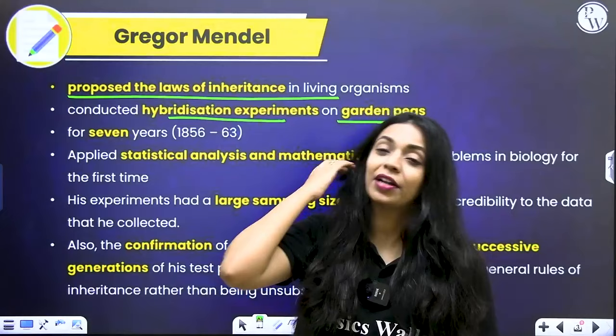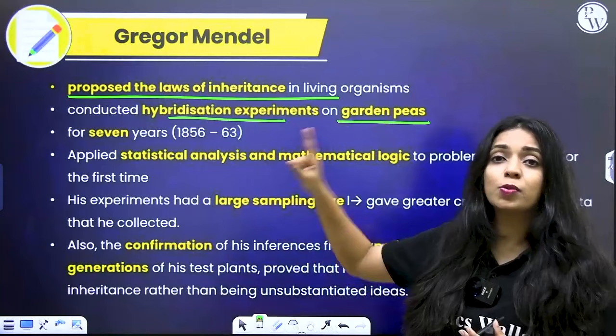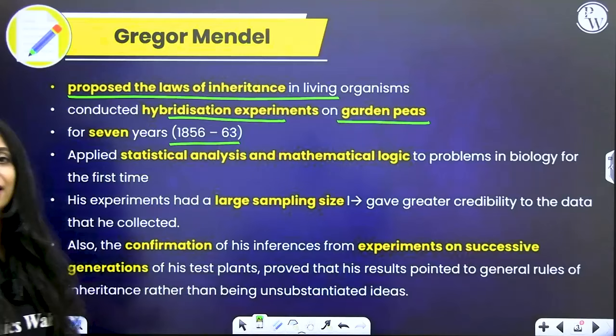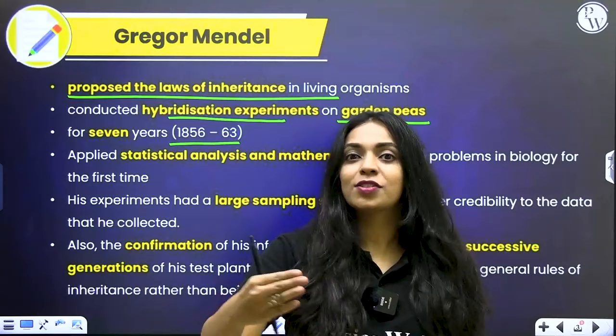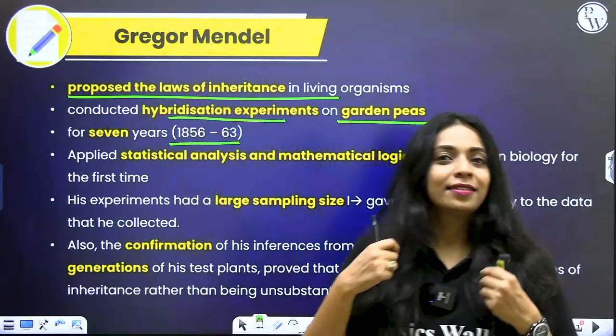And he worked on his experiments without giving up for 7 years, from the year 1856 to 1863. So he worked for a really long period of time, performing crosses repeatedly, one after the other, and verifying if his observations remained consistent for different characters over many generations. He's rightly called the father of genetics.